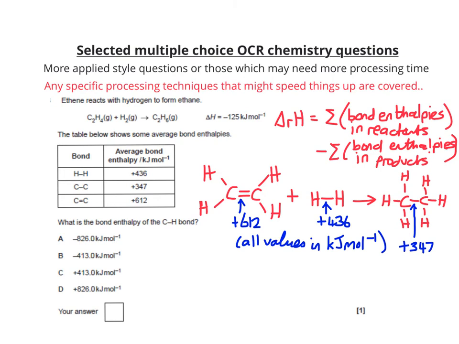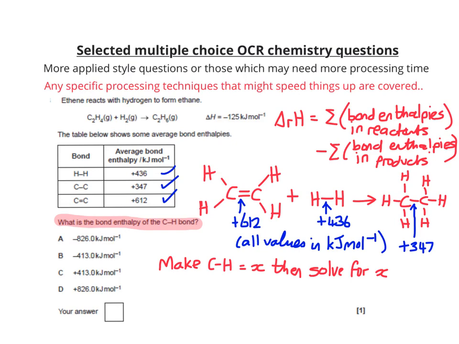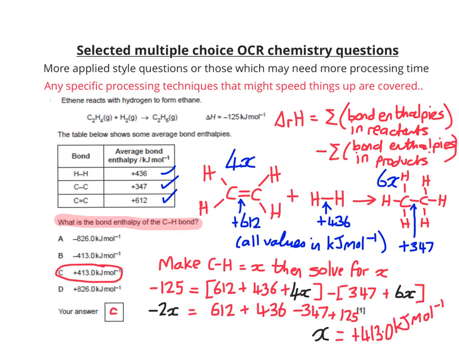So we know what the carbon-carbon double bond, the hydrogen-hydrogen single bond, and the carbon-carbon single bond are, because the table tells us. So now what we've got to do is find out the bond enthalpy of the carbon-hydrogen bond. So you can do it algebraically like that. So if we count the carbon-hydrogen bonds in ethene, you can see you've got 4x there, and all the carbon-hydrogen bonds in ethane, you've got 6x. So if we solve for x, we can find that x is plus 413.0 kilojoules per mole, so that can represent the carbon-hydrogen bond enthalpy.